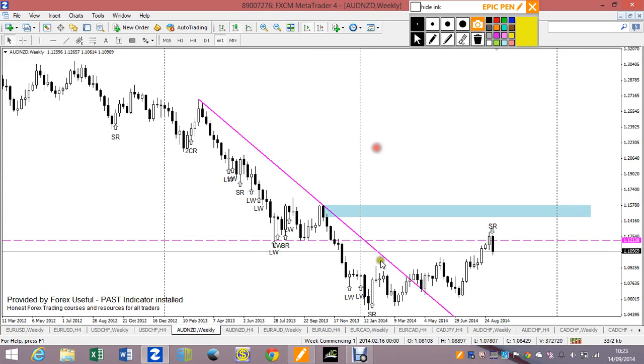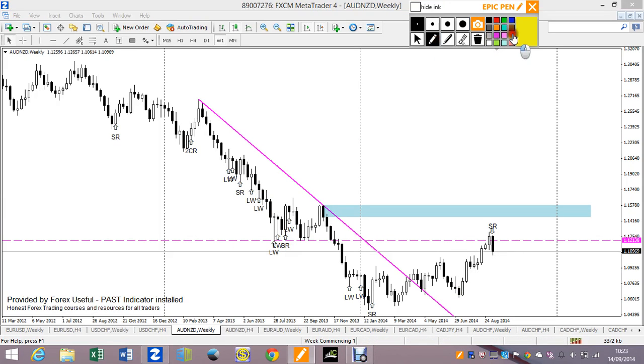Aussie Kiwi, weekly chart, we've got clear resistance in this level here. Price based around here for quite a while, about 15 weeks, before it finally broke through. So it's a strong level, and we've got a big strong bearish candle reaction, again picked up by the past chart indicator.